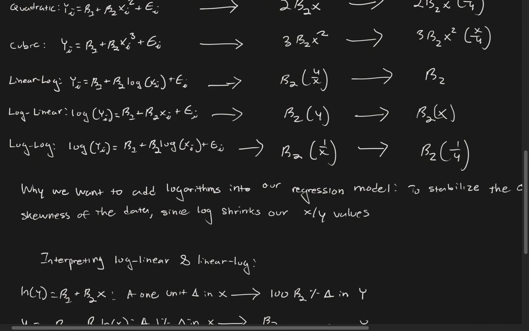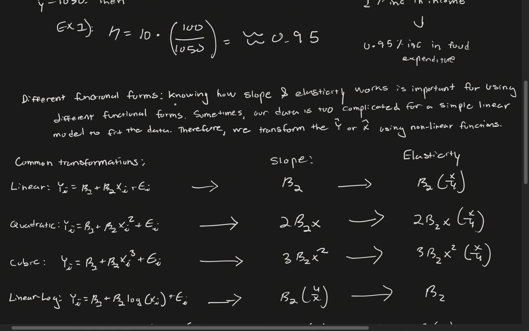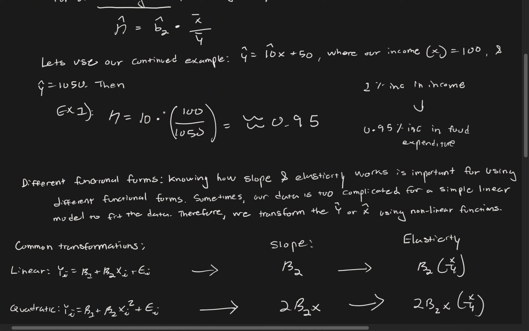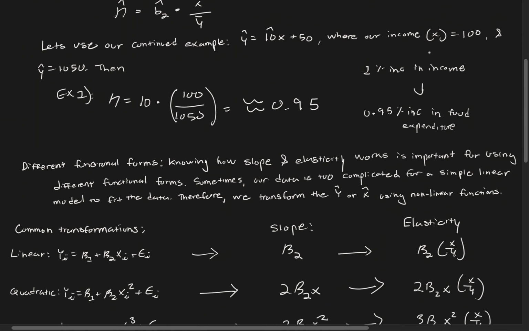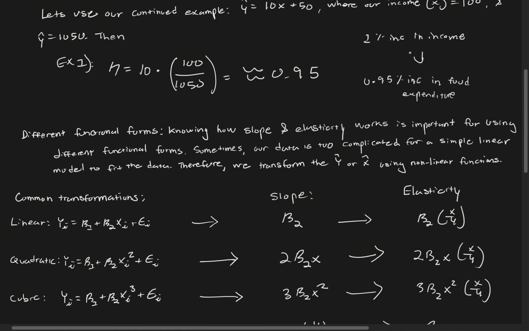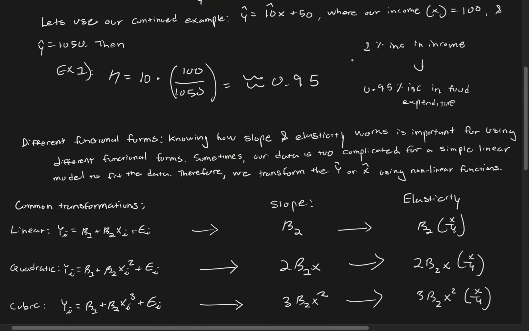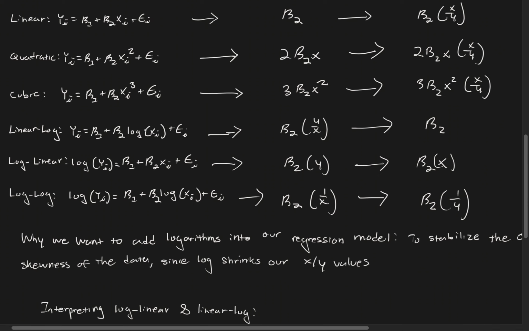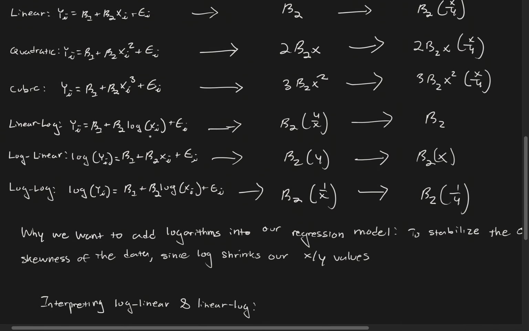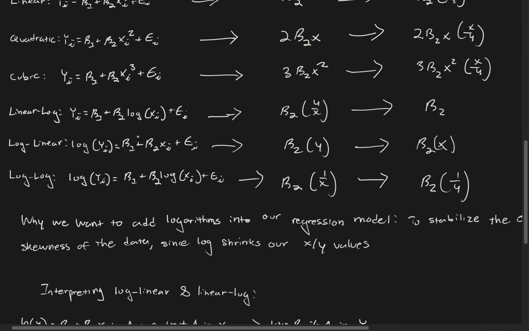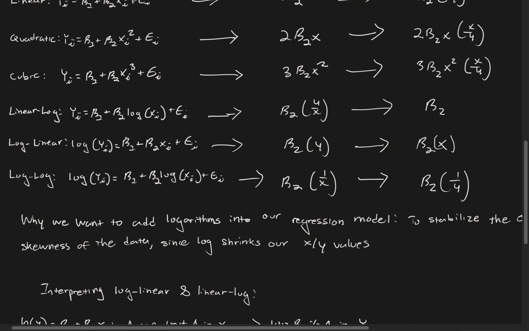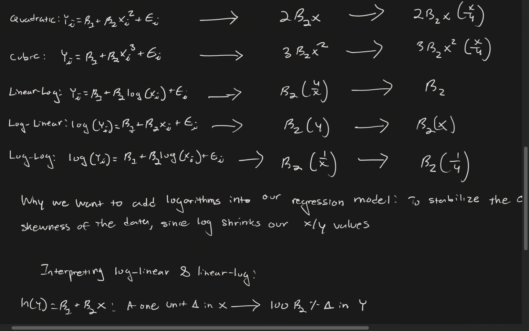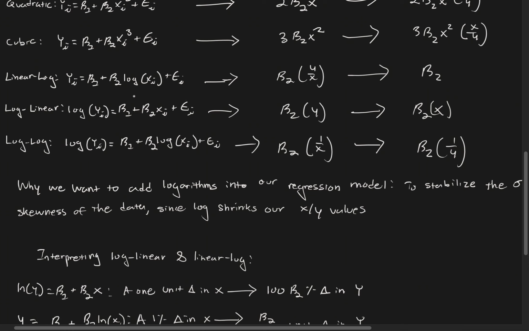So like for our income and food expenditure example, our income realistically isn't going to be 100. You can't really live off an income of 100. And so when we're analyzing data sets, we want to scale our x values or y values so that it reflects a better relationship between the x and y, or else our change or our impact might be too inflated or deflated.